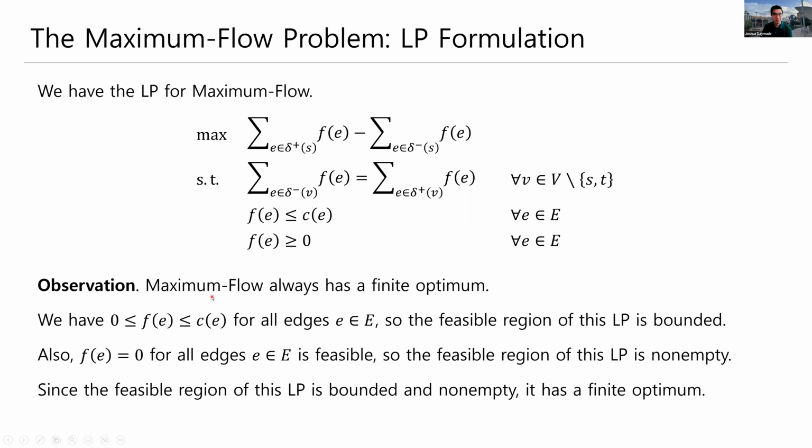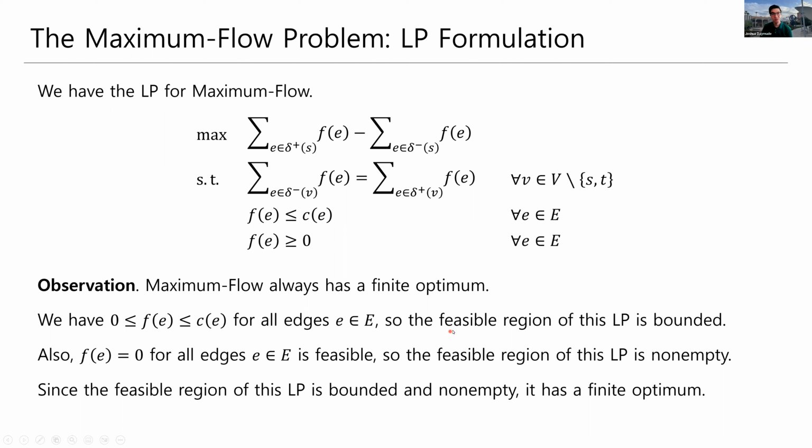Why is this the case? Well, first of all, observe that if we combine these last two rows, what we are saying is every flow value, every variable, is bounded between 0 and the capacity, inclusive, right? So it can be any value between those, but it's locked in.